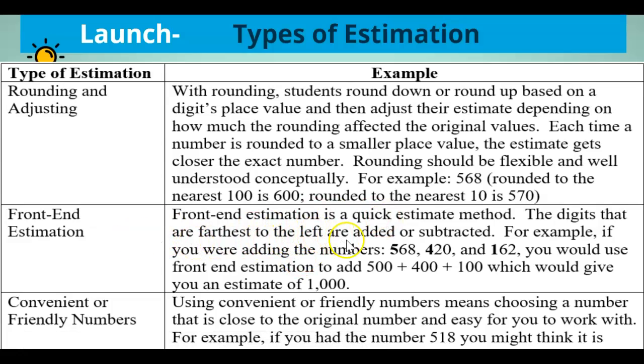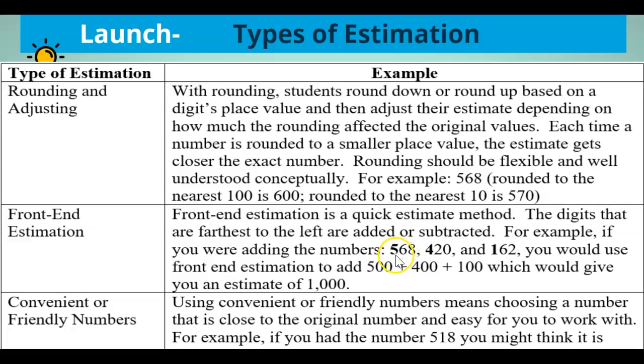So for a front-end estimation, it's just a really quick estimation method where you don't consider the place values right next to it like we did on this one. For instance, if you're adding up numbers such as 568 plus 420 plus 162, you would just look at the hundreds place. And you would take the value of each number in the hundreds place.